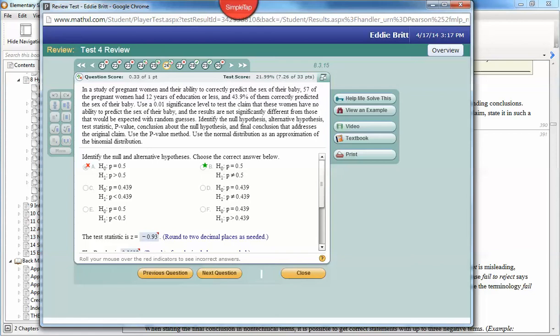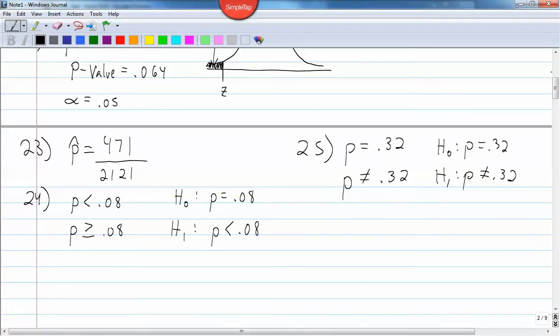Identify the null hypothesis, the alternate hypothesis, test statistic, p-value, conclusion about the null hypothesis, and final conclusion that addresses the original claim. Use the P-value method. Use the normal distribution as an approximation of the binomial distribution. All right. So we need to first write down our original claim.